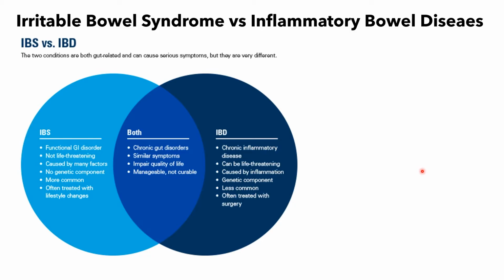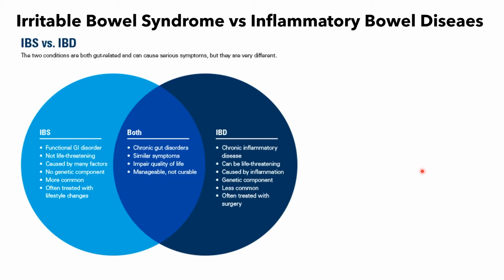So we see it to the left with IBS, we do have functional GI disorders, although they're not life-threatening. This can be caused by many different things. There's no real known genetic component at this time, and it's extremely common. In fact, it has become even more common, especially in Western cultures, and it's often treated with lifestyle changes.